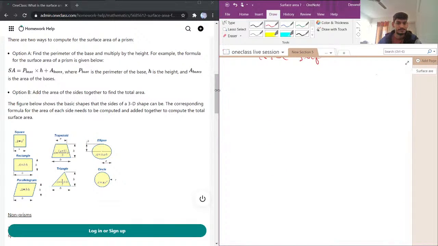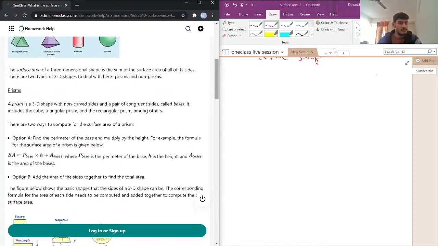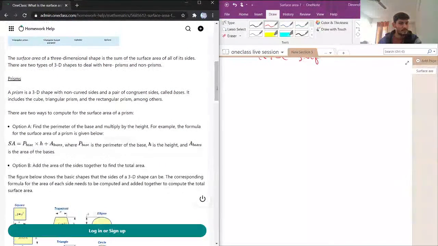Now let's go to the prism ones. A prism is a 3D shape with non-curved surfaces and a pair of congruent sides called bases. It includes the cube, triangular prism, and rectangular prism, among others. There are two ways to compute the surface area of a prism. Option A, find the perimeter of the base and multiply by height.